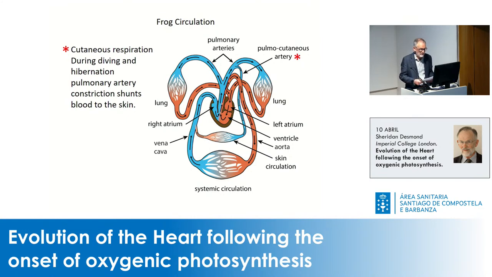Of course, amphibians have a single ventricle and therefore have the same pressure in the pulmonary and systemic circulations. But they also have a low systemic pressure of 40 over 20, which is also suitable for perfusing lung capillaries.